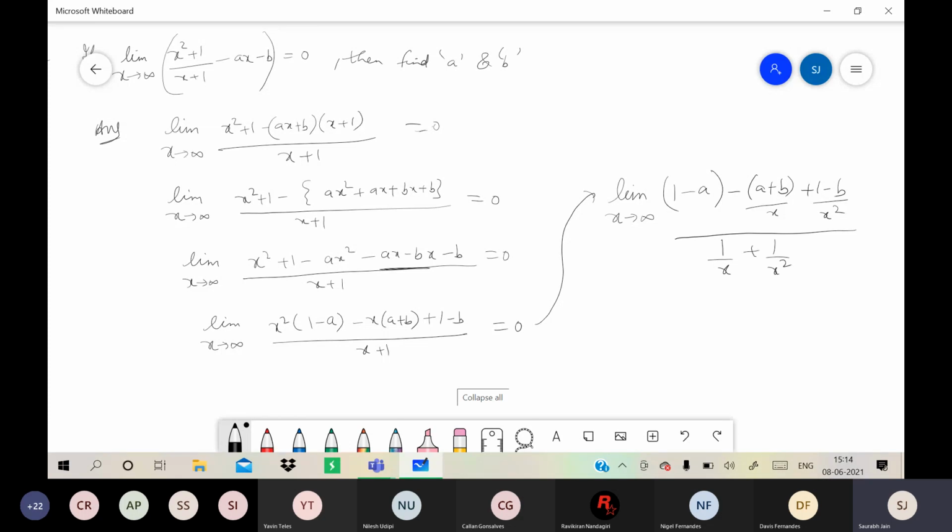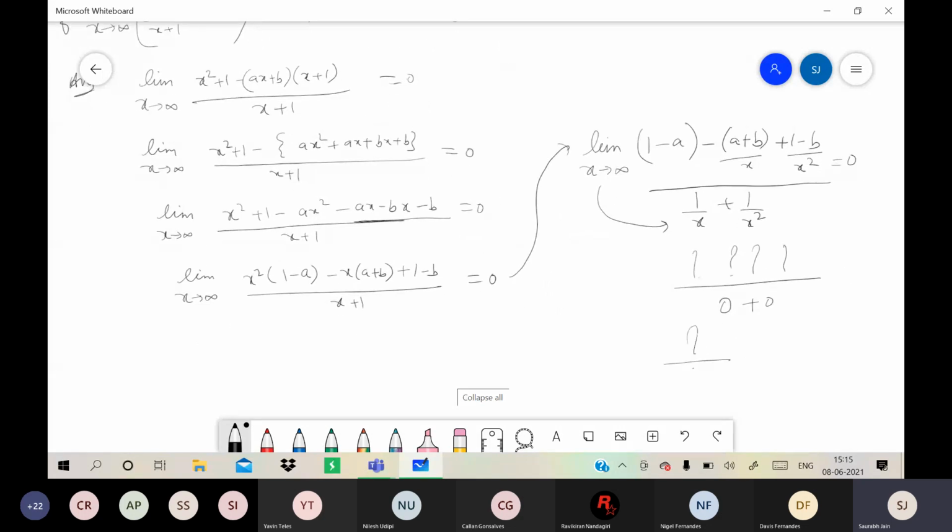You divide by the term having highest power, right? So you divide by x square. Now you know what will happen. This answer will never come 0. Why will this answer never come 0? Because you have 0 in the denominator. 1 upon infinity means 0, 1 upon infinity square 0. So forget about numerator, whatever is present in the numerator. But tell me one thing. If anything is there in the numerator but in the denominator there is 0, can you get 0? No. You cannot get 0.